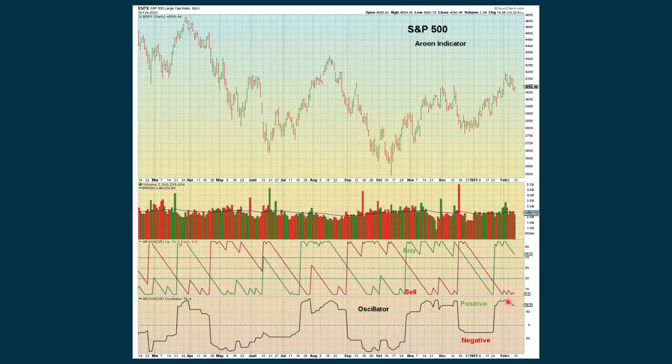After giving us kind of an extreme positive reading with our oscillator, which measures the buyers and the sellers, we're still positive and we're above 50, and we're coming down after giving a pretty extreme positive reading.